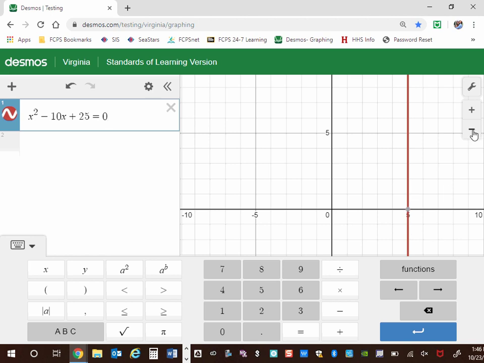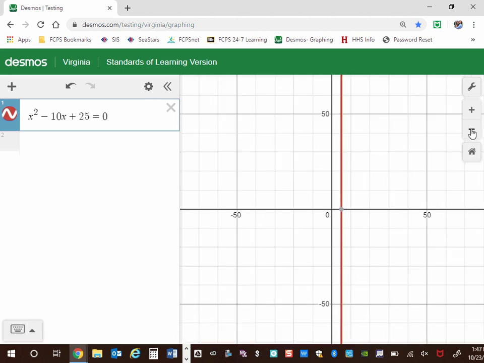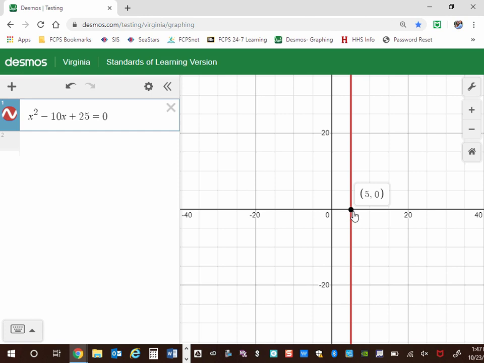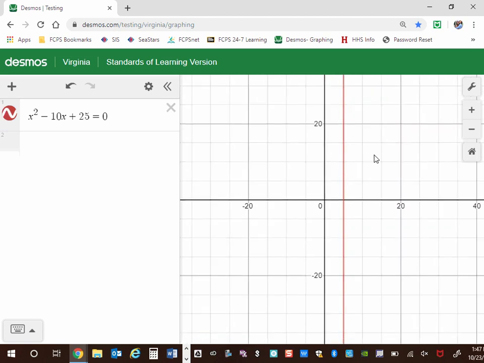I cannot see the whole thing based on my standards here. I'm going to zoom out. All right, your x-intercepts are, did I write this down right? X squared minus 10x. All right, good. Do you guys see a y-intercept on your graph? Mine looks different. Let me check my app. But you should be able to find an x and a y.